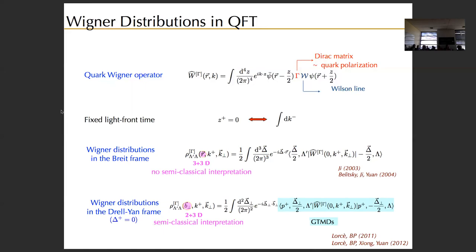So with this definition, you can also recognize here the definition of the generalized transverse-momentum dependent parton distributions, which were given today by Mark. And then indeed, the Wigner distributions defined with the matrix element in the Drell-Yan frame are just Fourier transforms of the GTMDs.